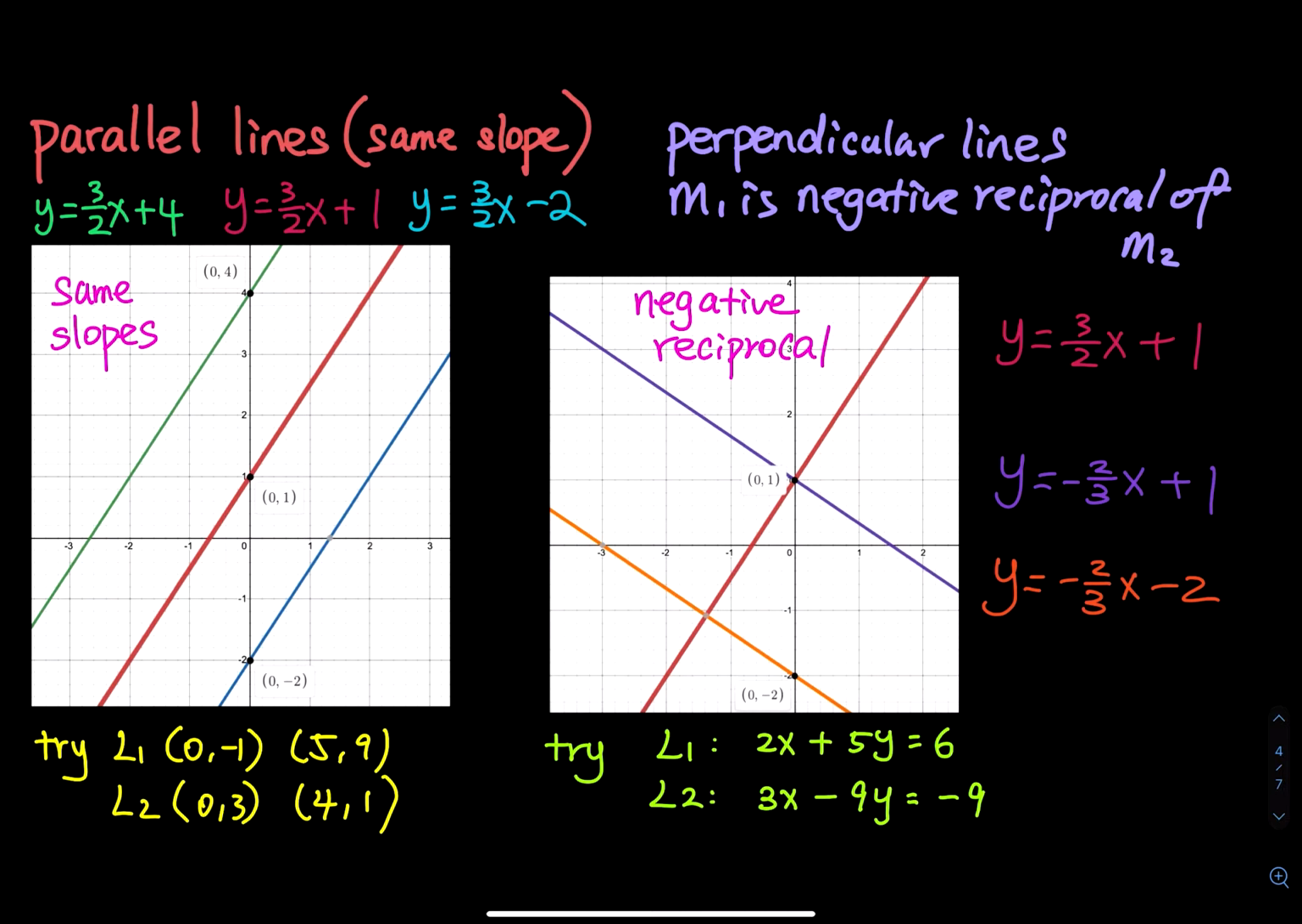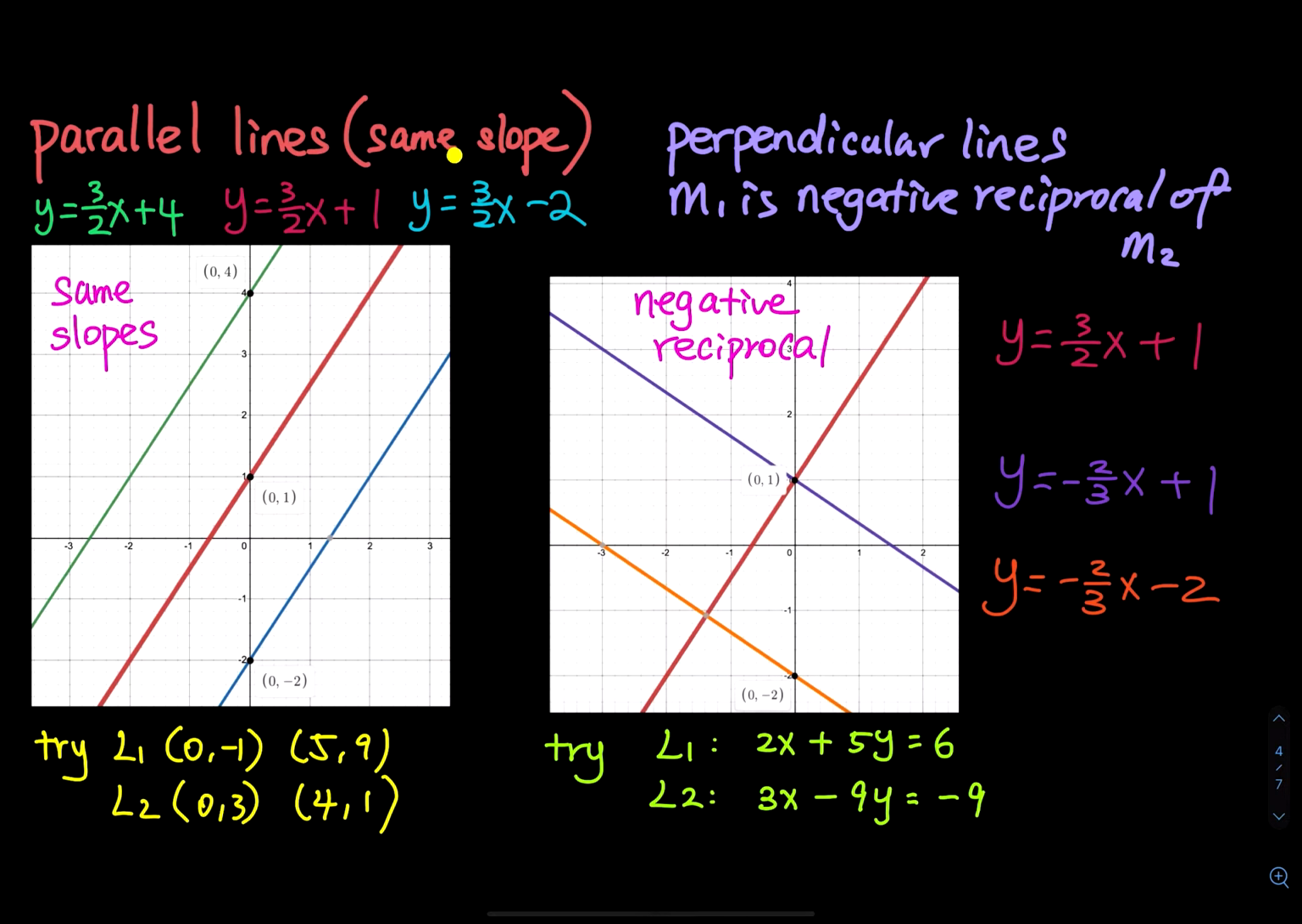Parallel lines and perpendicular lines. So let's start with the graph on the left, parallel lines. I have three lines, a red line, a green line, and a blue line. They are all parallel. The reason is they have the same slope. The slope is 3 over 2, 3 over 2, and 3 over 2.